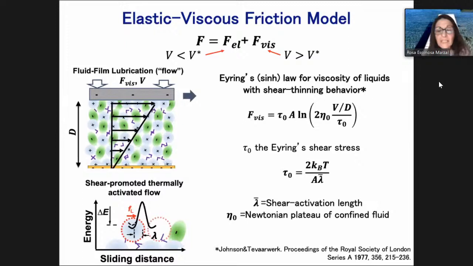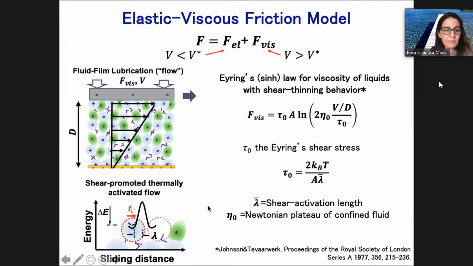Given that we observe a logarithmic increase of the friction force with velocity, we use a model for hydrodynamic lubrication based on Eyring's law for viscosity of liquids that exhibit shear thinning. And I will talk about shear thinning later again. This equation describes such model, and it depends on the shear rate, the velocity divided by the thickness of the films. It depends on an Eyring shear stress that is inversely proportional to the so-called shear activation length.